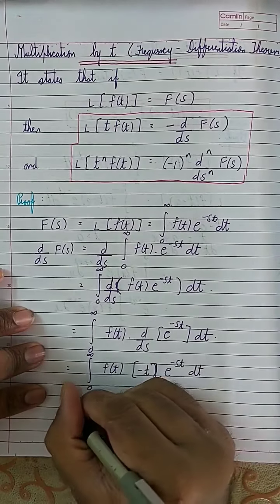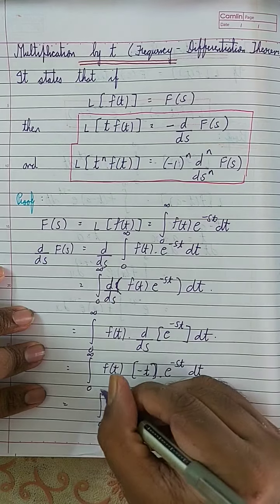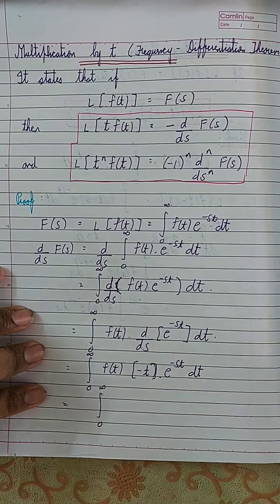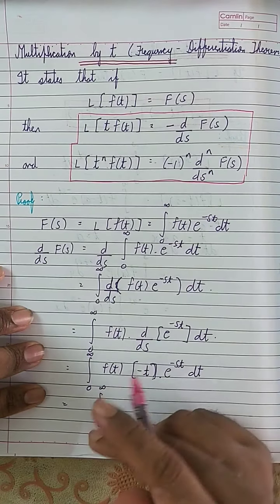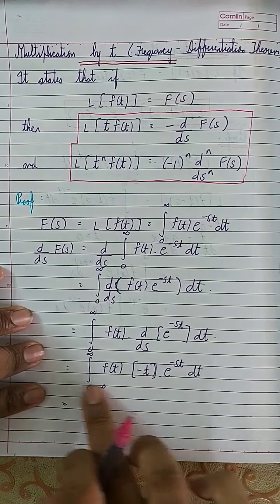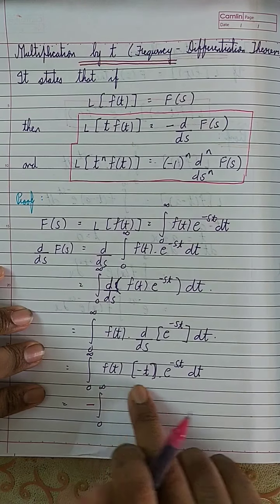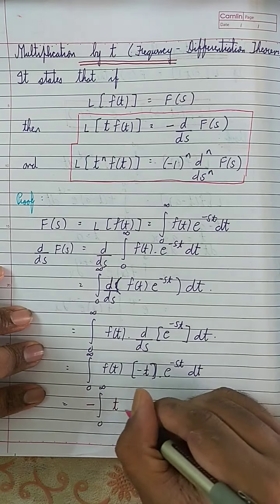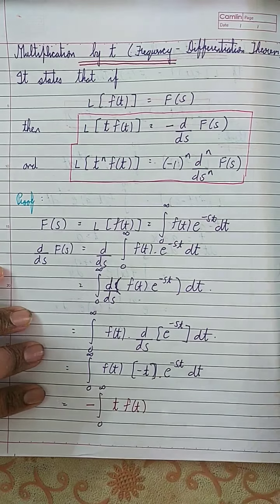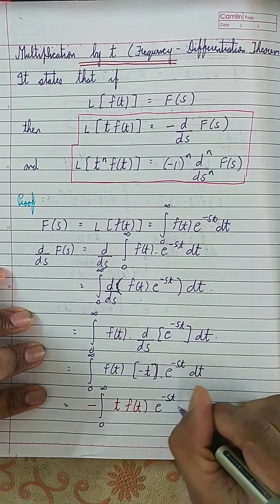This can also be written as the integral from 0 to infinity, just so that you can understand. I can put a minus sign over here, this minus sign will come over here. So it is minus the integral from 0 to infinity of t f of t, the rest the same, e raised to minus st dt.